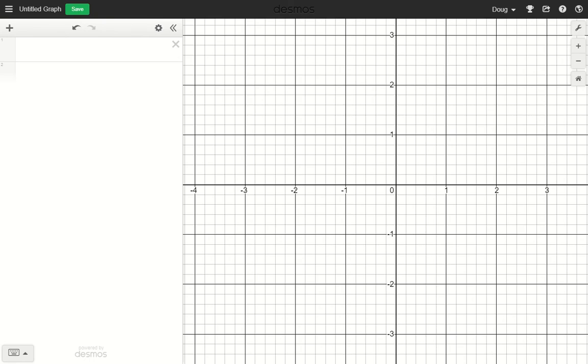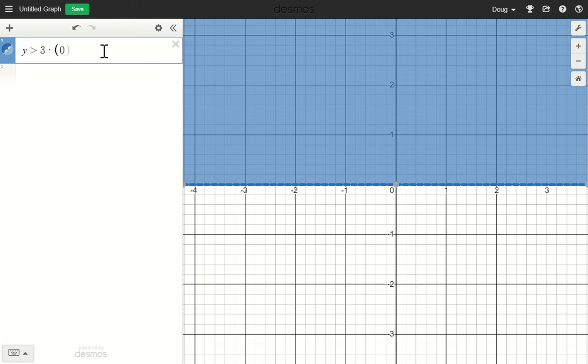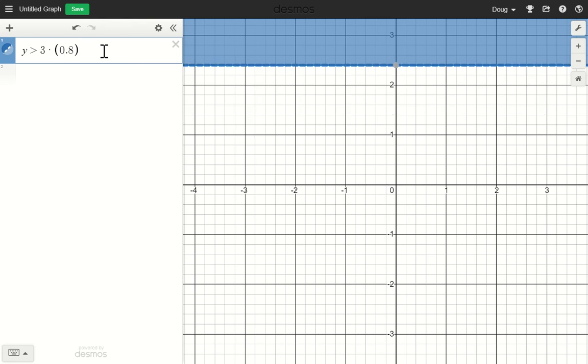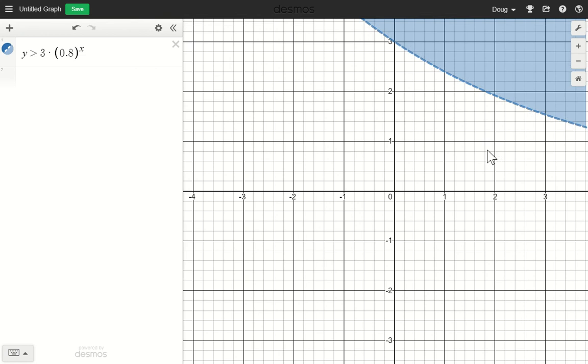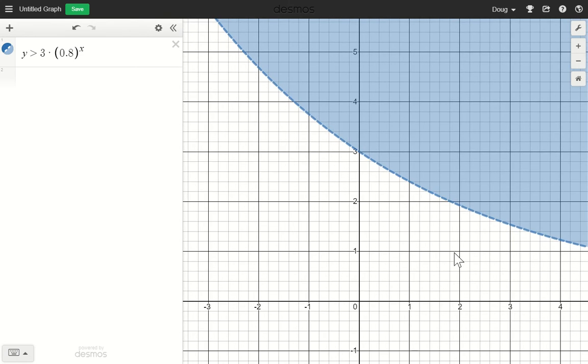And of course, even though we're not in the classroom, our friend Desmos is always there with us, so I could come over and look at that graph here rather quickly. So this is y is greater than 3 multiplied by 0.8 in parentheses raised to the x power. And you can see this graph right here. That's what we were talking about.